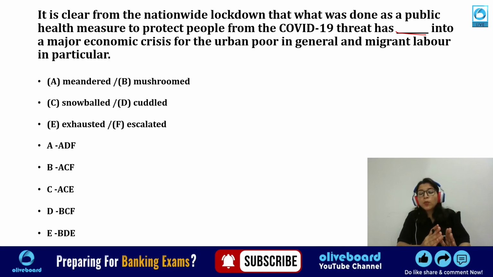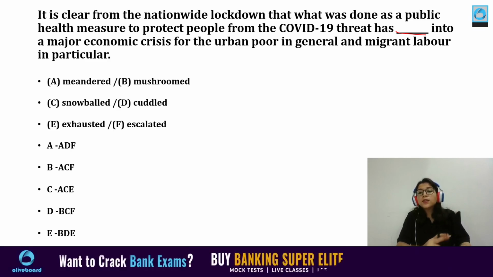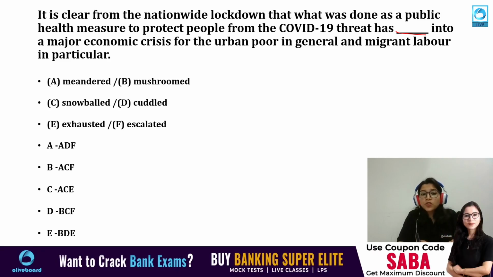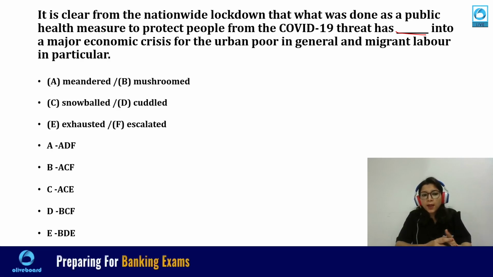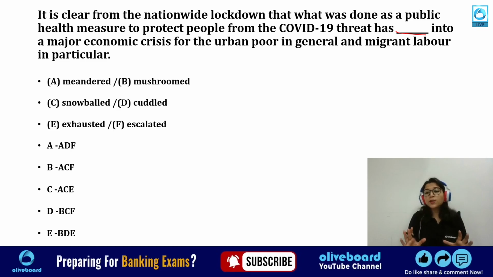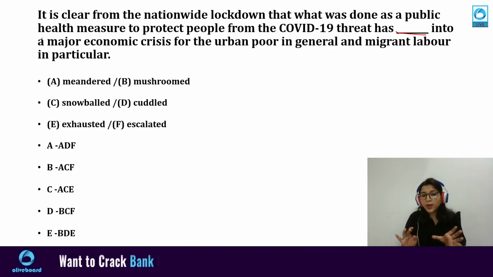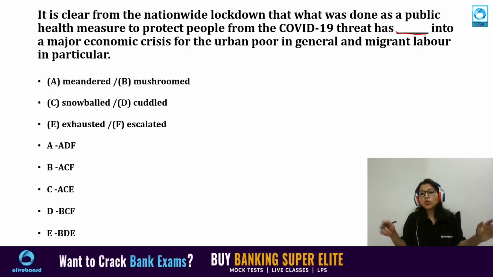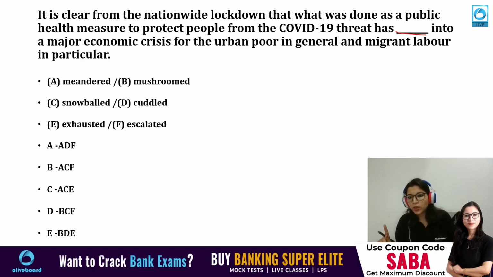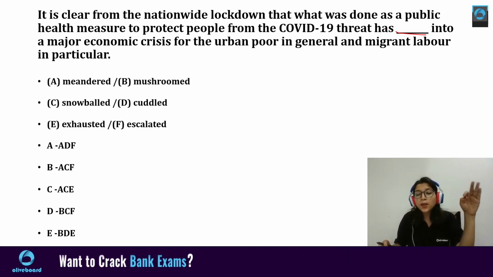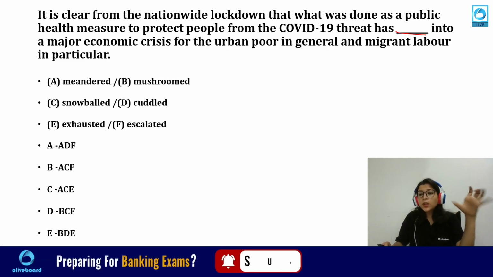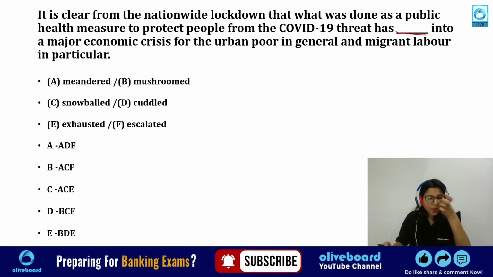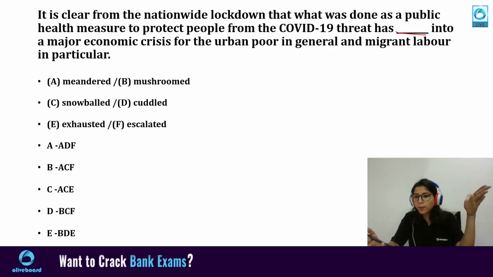It is clear from the nationwide lockdown that what was done as a public health measure to protect people from COVID-19 threat has dashed into a major economic crisis for the urban poor in general and migrant labor in particular. Now try to understand the context of the sentence, what the sentence wants to say. It is clear, it is evident from what? From the nationwide lockdown, that what was done as a public health measure. Why was this lockdown imposed? Just to ensure our health, public health.